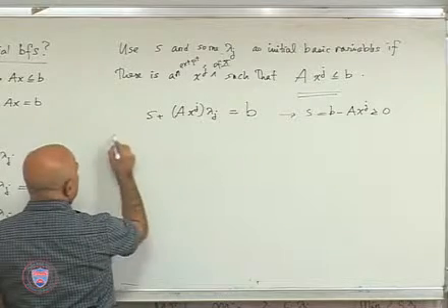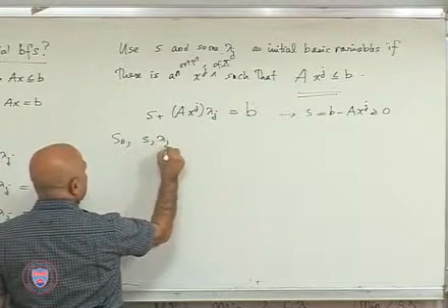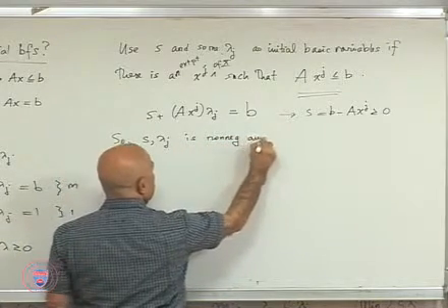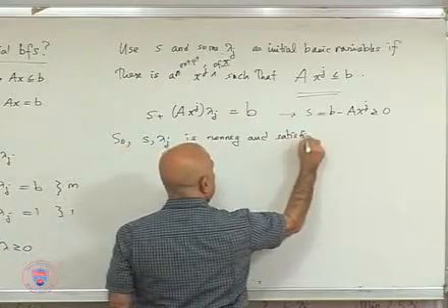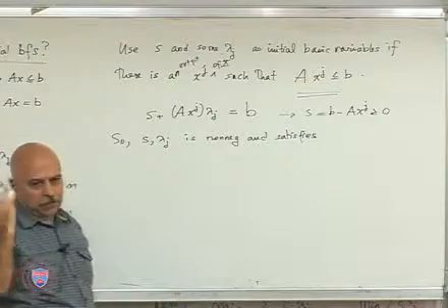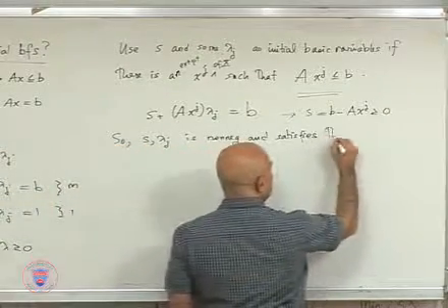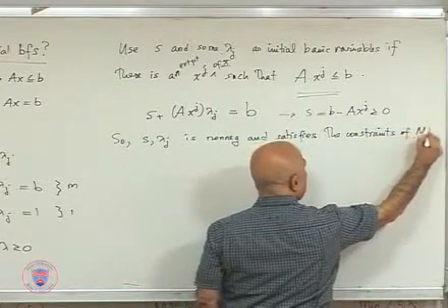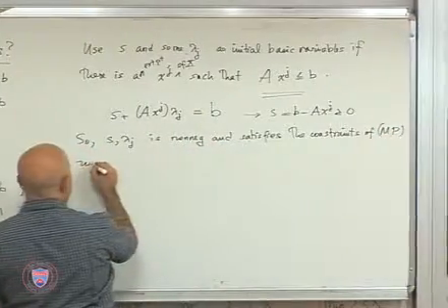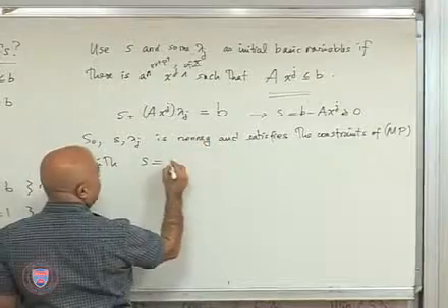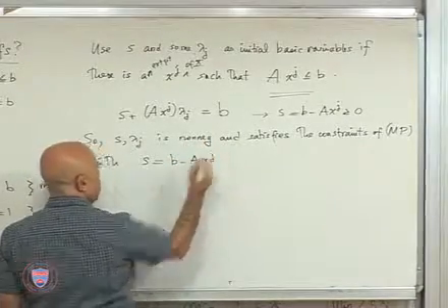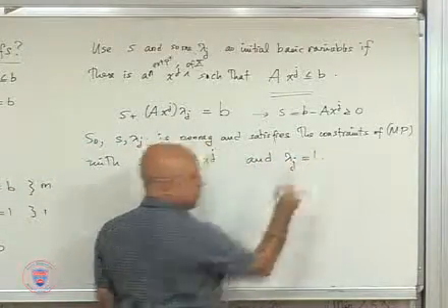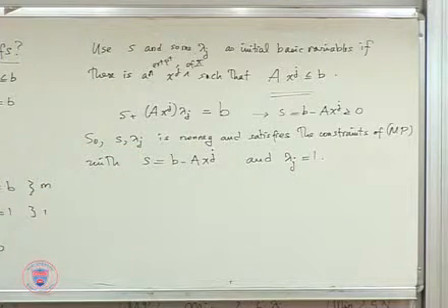All right, so S and lambda j are non-negative and satisfy the constraints of the master problem, with S being equal to b minus a times xj and lambda j being equal to 1. The other lambdas are 0.